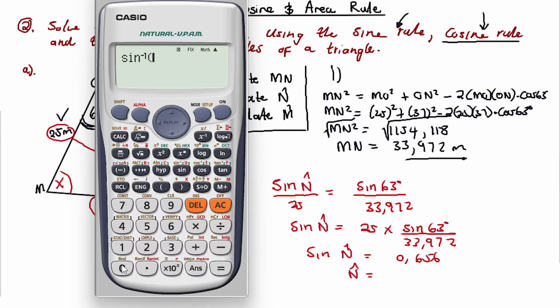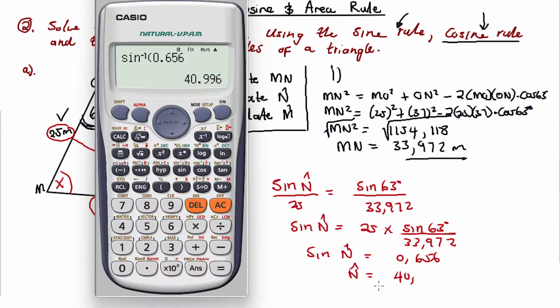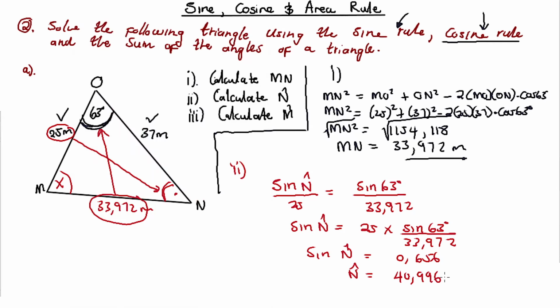Then the arc sine of that decimal, arc sine of 0.656. Answer, it's 40.996. It's an angle, so it's degrees. Now calculating the last question, angle M, you're just going to use the sum of angles in a triangle. So this is how you apply the first two rules, the sine and the cosine.